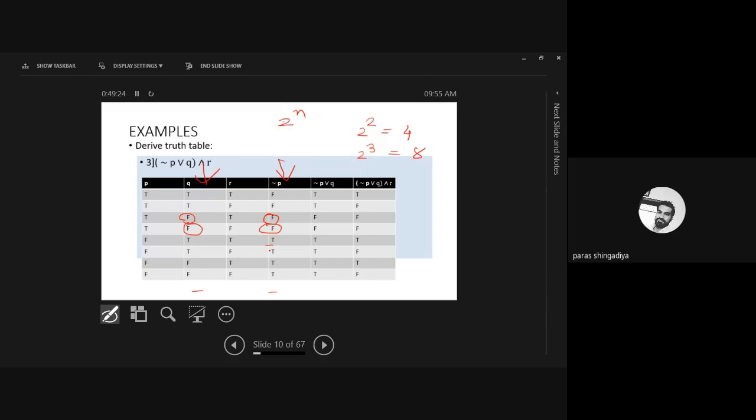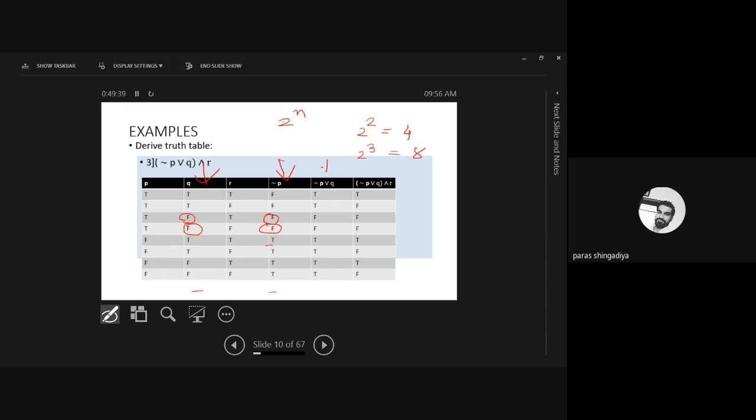So find such places directly. Just compare this row data: in which case are both values false? Clear? Its outcome will be false, and for the rest you can directly write T without verification. So that is the bracket, negation P or Q.